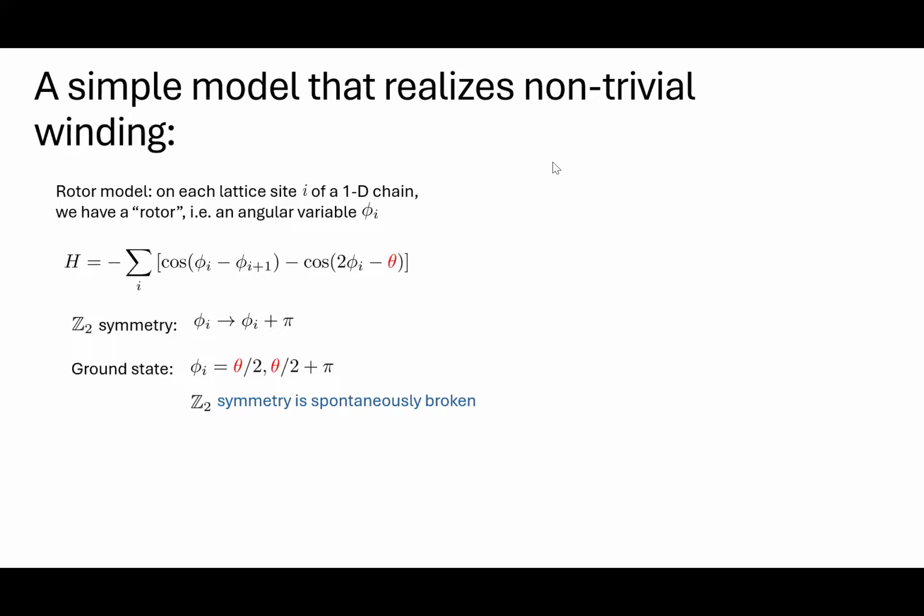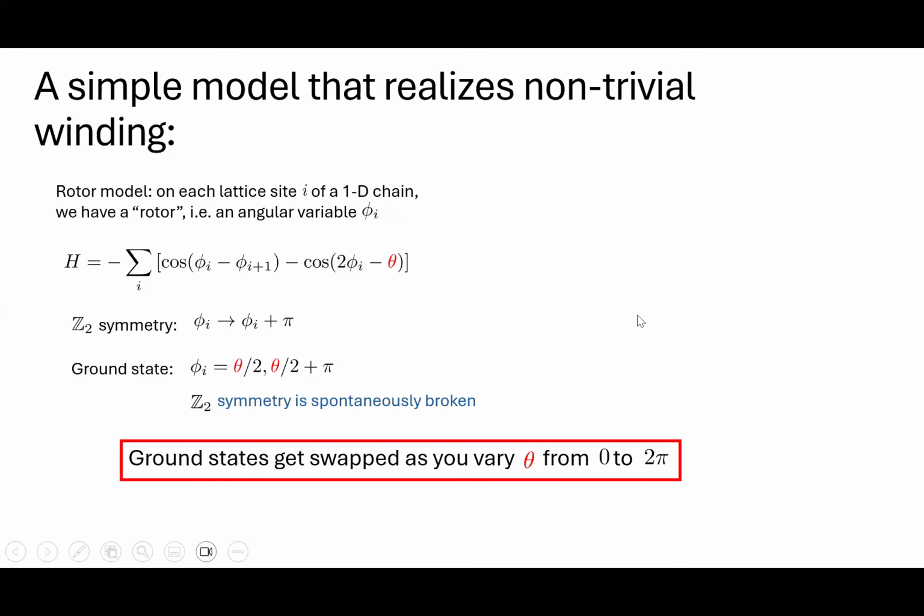The ground states get swapped as you vary theta from 0 to 2 pi. That's what I said.